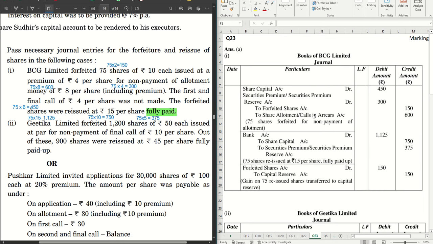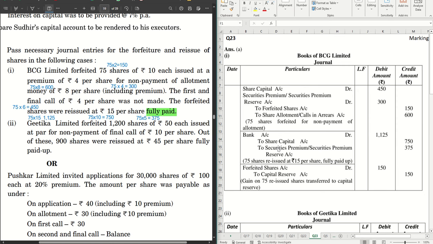The next entry, as we all know, the forfeiture amount is transferred to capital reserve. And in this case, the entire 150 which was forfeited here will be transferred to capital reserve because there is no discount on reissue, rather there is a premium. Forfeited shares account, or share forfeiture account, debit to capital reserve 150, the entire amount is transferred.